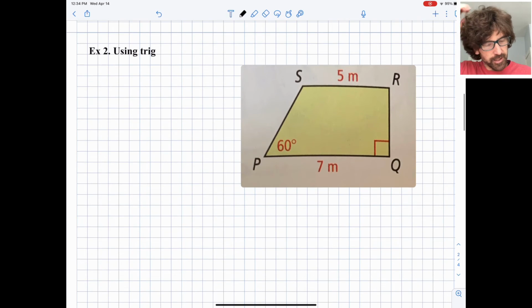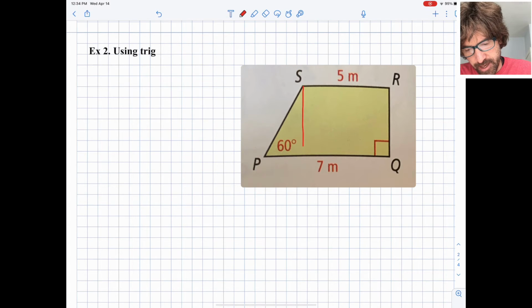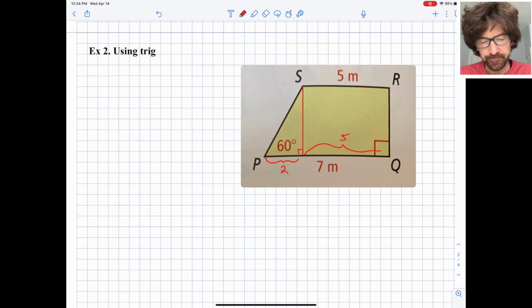All right, next, you will encounter some problems where we need to use trigonometry. In this case, you can see we don't know the height of this trapezoid. So we need to find the height, and we can do that by working in a little right triangle. I hope you can see that this distance is an extra 2 meters if we consider this distance to be 5. So we have a little right triangle.